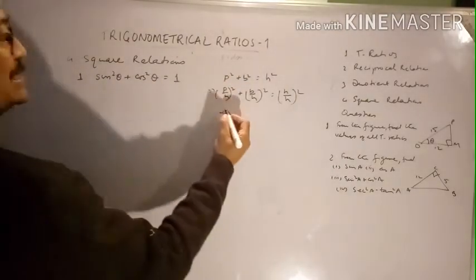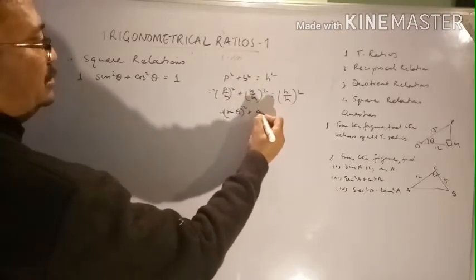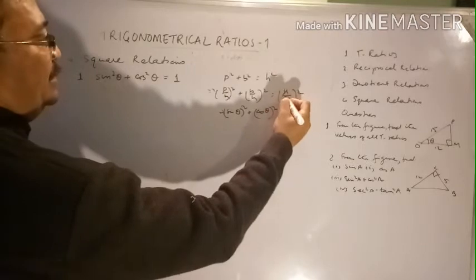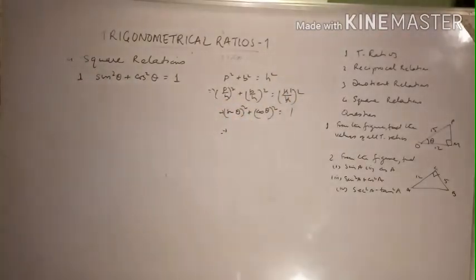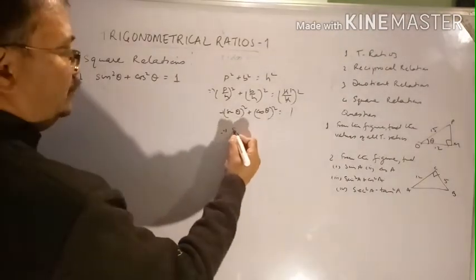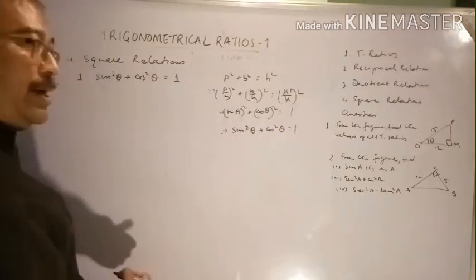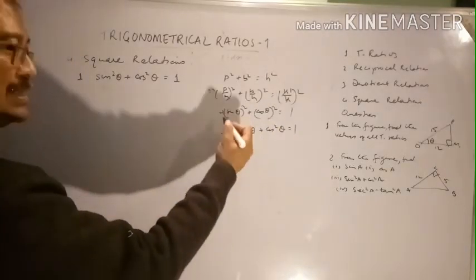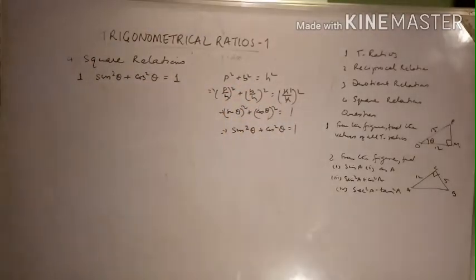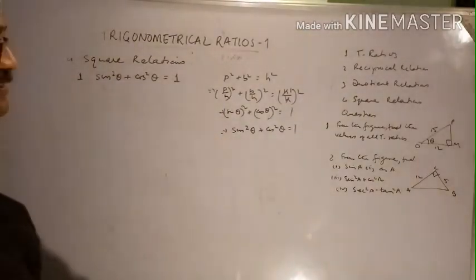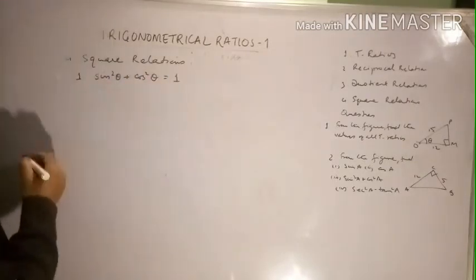So p by h is sine, that means you get sine theta whole square, b by h is cos theta, so cos theta whole square, and h by h whole square is cancelled, so 1 square is 1. Instead of writing sin theta whole square, for convenience we write sin square theta plus cos square theta equal to 1. Remember, sin square theta is actually sin theta whole square, and cos square theta means cos theta whole square.